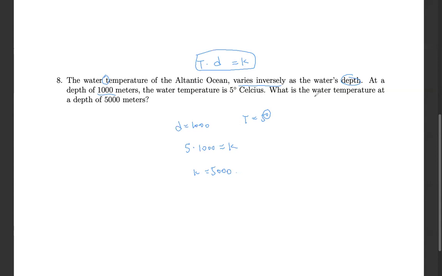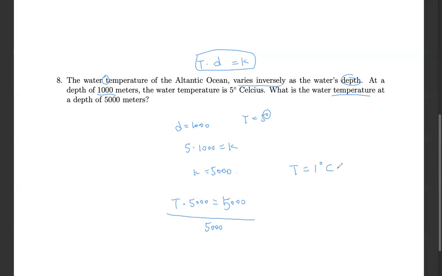Then the question is, what is the water temperature? What is T? When the depth is 5,000. So T multiplied by 5,000 equals K, and K is also 5,000. So we divide by 5,000 on both sides. So that T equals 1 Celsius.